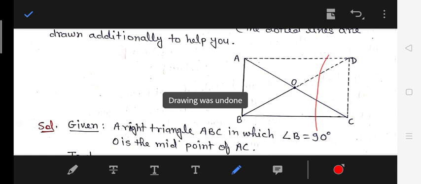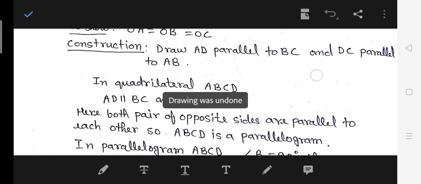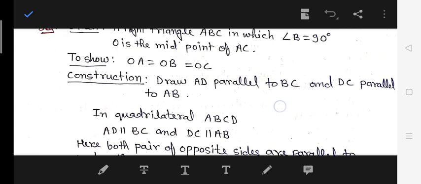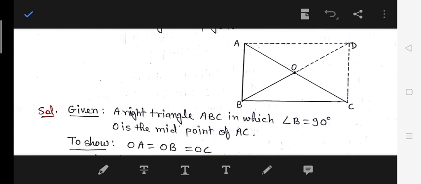Now students, I have written the construction also. Here you can find construction. Draw AD parallel to BC and DC parallel to AB. Now in quadrilateral ABCD, AD parallel to BC, that I have drawn, and AB parallel to DC. It means in the quadrilateral ABCD both pair of opposite sides are parallel. So if in a quadrilateral both pair of opposite sides are parallel, that is a parallelogram. So it means ABCD is a parallelogram.